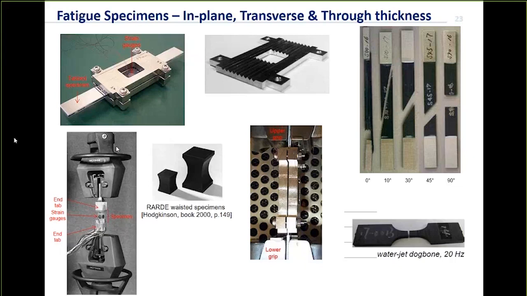If you want out-of-plane properties, they can be a bit trickier. One way of doing this is by building up very thick specimens. So if you look at these chunky little black specimens here, these are built up from many layers of composite. But I think you might imagine that these are very difficult and expensive to make. They're not ideal. There are other ways of getting out of plane properties.